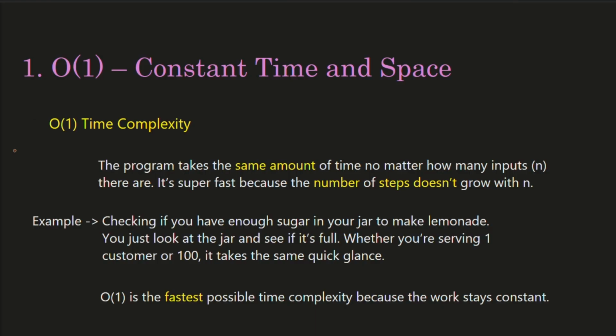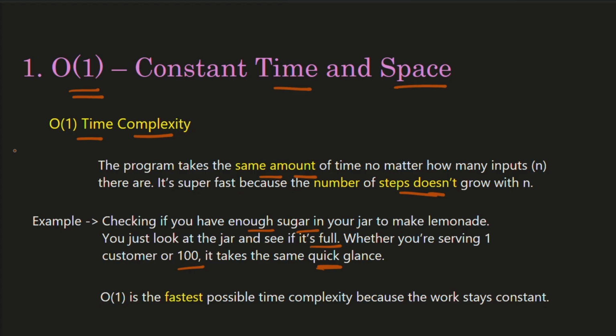O of 1, constant time and space. O of 1 time complexity. What it means: the program takes the same amount of time no matter how many inputs, N, there are. It's super fast because the number of steps doesn't grow with N. Example: checking if you have enough sugar in your jar to make lemonade. You just look at the jar and see if it's full. Whether you're serving one customer or 100, it takes the same quick glance.